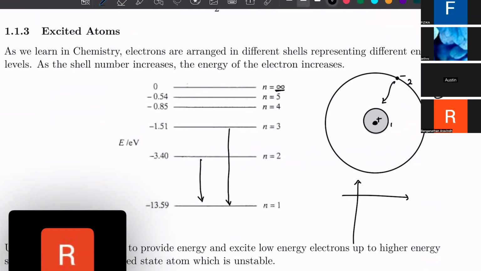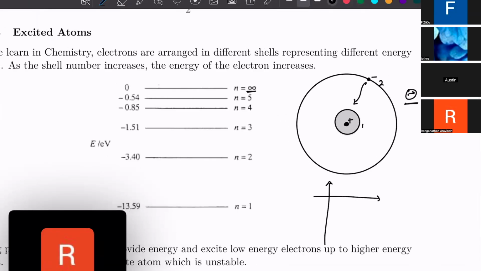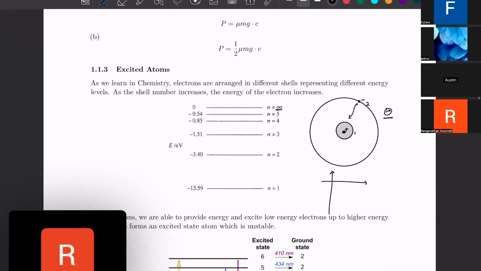They cannot de-excite to half a level. They have to go from here to here. Or when they excite, they cannot excite to half a level. They must go from here all the way to here. So that's the thing with electron shells.